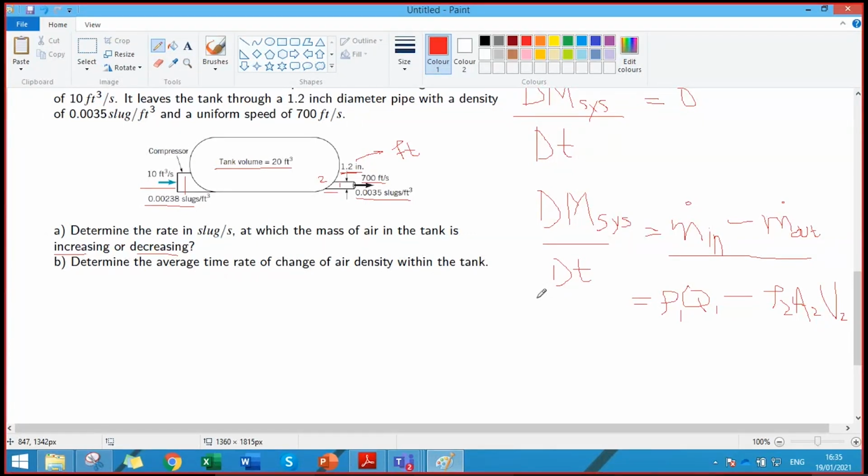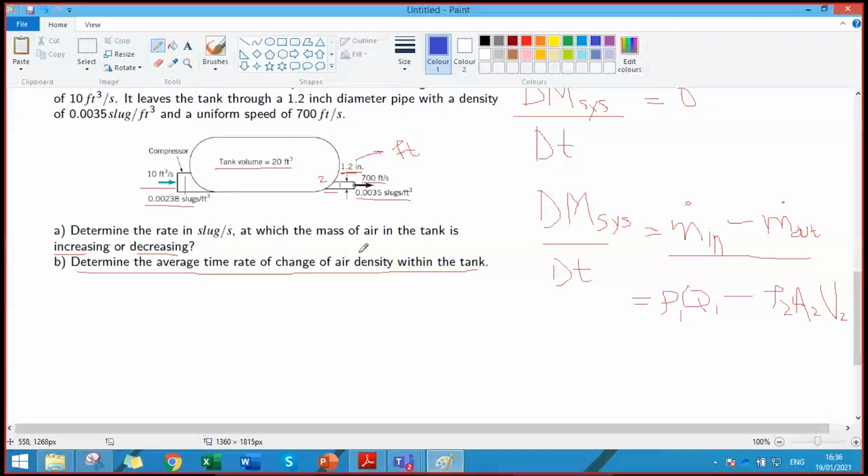Now the second part. Determine the average time rate of change of air density within the tank. Now we are seeing that at the inlet the density is less and at the outlet the density is increased, right? So in the second part, the problem is asking what is the time rate of change of density? At what rate is the density changing, at what rate is it varying? So can you calculate that?